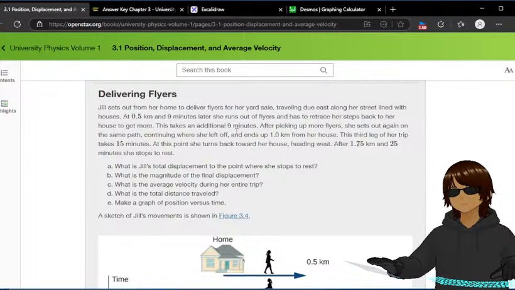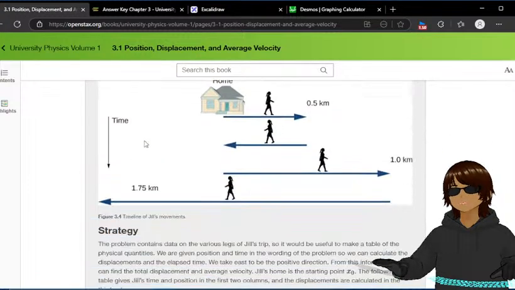This takes an additional 9 minutes. After picking up more flyers, she sets out again on the same path, continuing where she left off, and ends up 1 kilometer from her house. Third leg of her trip takes 15 minutes. At this point, she turns back towards her house, heading west. After 1.75 kilometers and 25 minutes, she stops to rest.